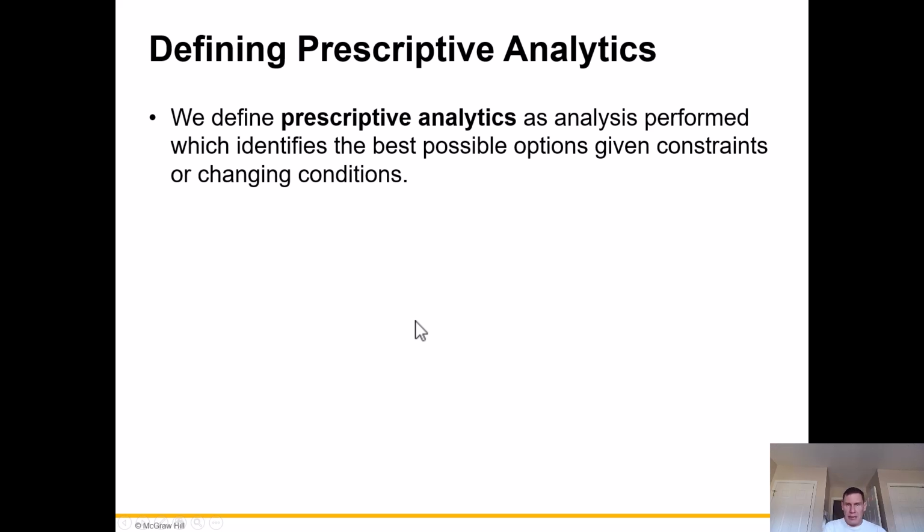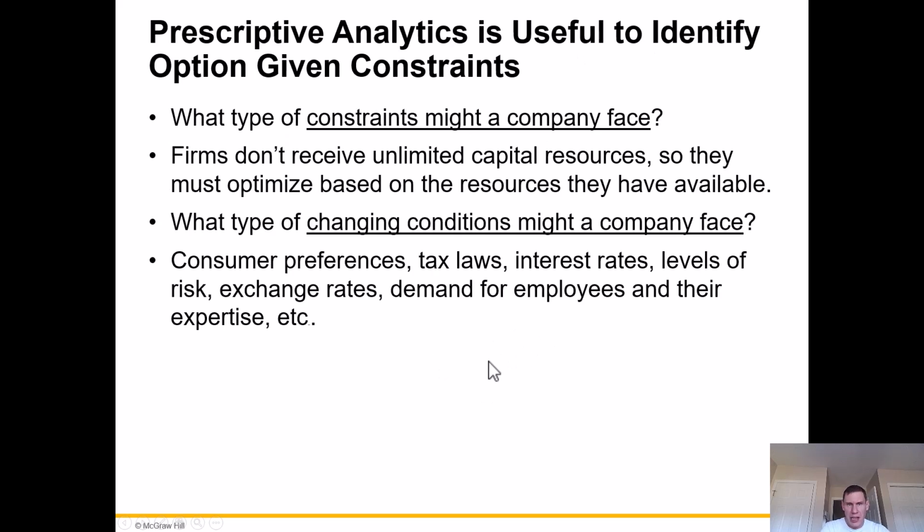Now we define prescriptive analytics as analysis performed which identifies the best possible options given constraints or changing conditions. So what type of constraints might a company face? Well, firms don't receive unlimited capital resources, right? One thing you learn in economics is this idea of limited resources. So they must optimize their resources based on what they have available.